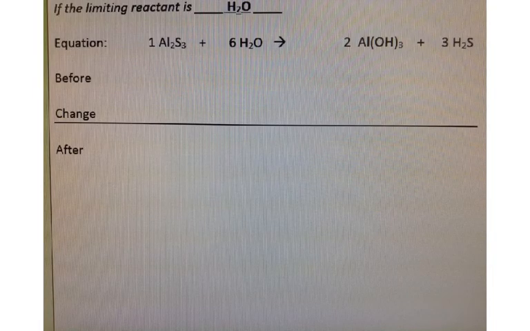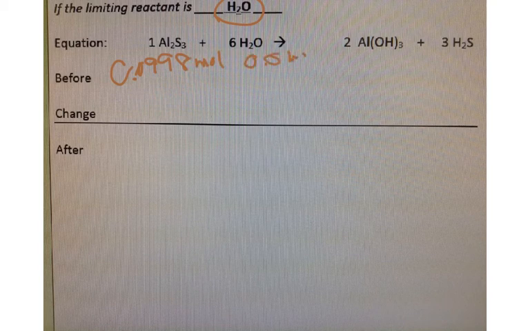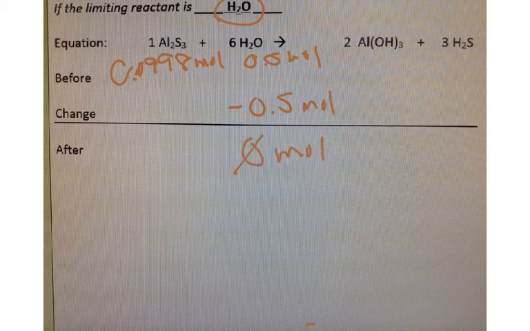Okay, so I still am going to assume now with this one that water is the limiting reactant, but I already had figured out my amount of moles, so I'm going to start with 0.0998 moles of aluminum sulfide and 0.5 moles of water, which means in this case, because I'm assuming water's limiting, I'm going to lose the 0.5 moles of water, which means that I have 0 moles of water left. So the next thing I need to do is figure out how many moles of aluminum sulfide do I need if I reacted 0.5 moles of water.